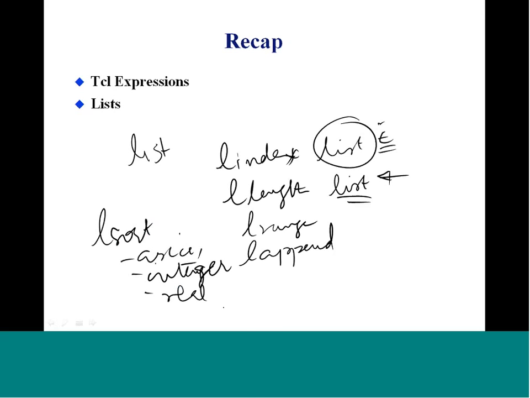And then to concatenate multiple lists, we have the concat command. We also have a join command for joining a new string into a list, and then split is the other one, which is basically to split a list on a particular string into two separate lists. So I think these are the things that we talked about.